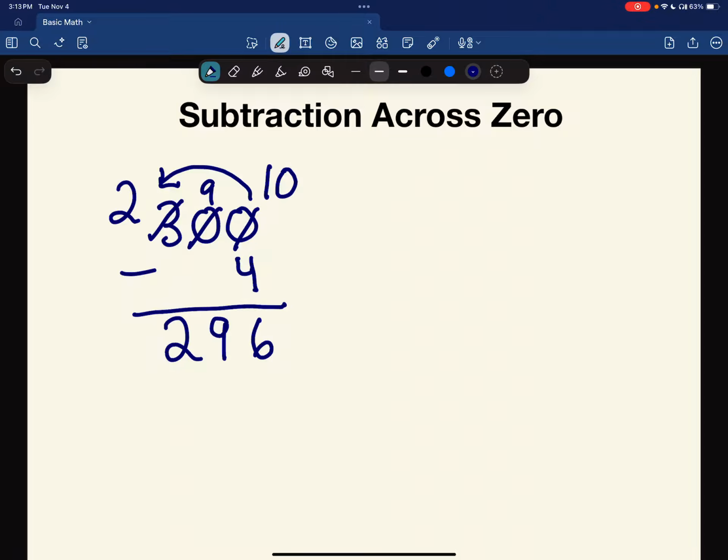So we went across the 0 to borrow from the 3. Anytime you go across a 0, that 0 becomes a 9.